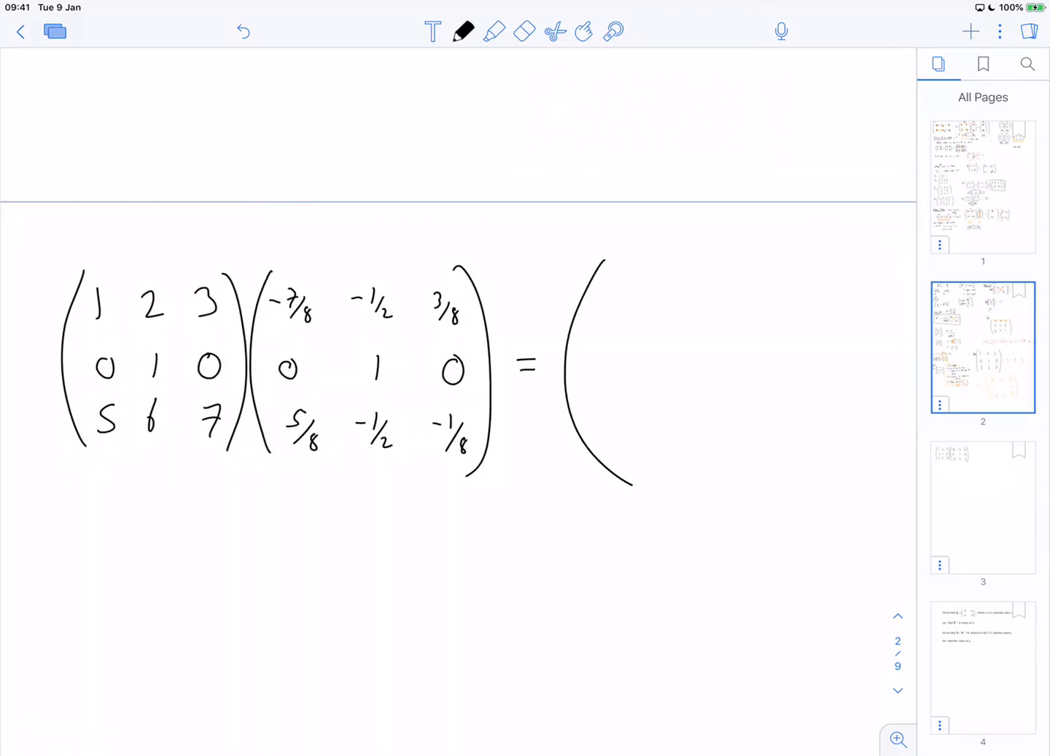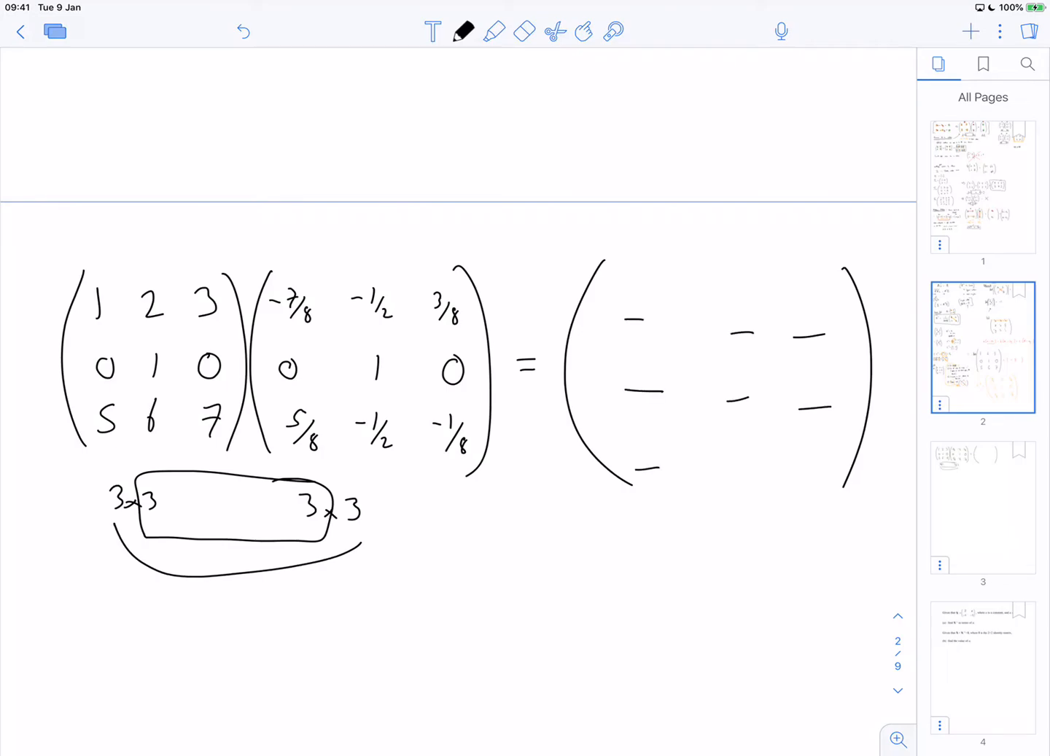Okay, just to hammer the point home, why not? Does this work? Well, this is clearly a 3 by 3, and we're multiplying by a 3 by 3. These two are the same, so it's going to output a 3 by 3. 1, 2, 3, 4, 5, 6, 7, 8, 9. Right. First row, first column. So I've got 1 times minus 7 eighths, so minus 7 eighths, plus 2 times 0, plus 3 times 5 eighths. 3 times 5 eighths is 15 eighths. Minus 7/8 plus 15/8 is 8/8, so that's just 1. So that works. Good start.